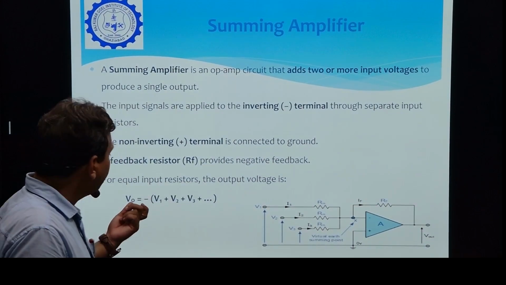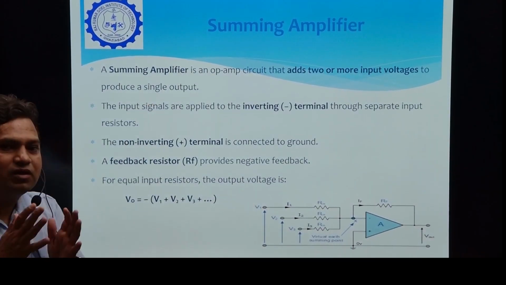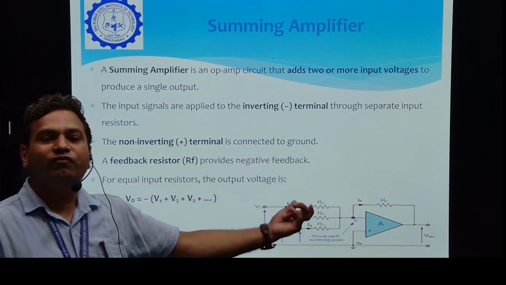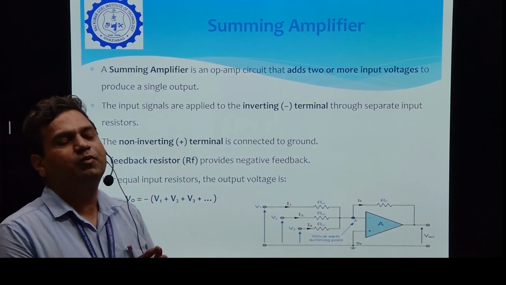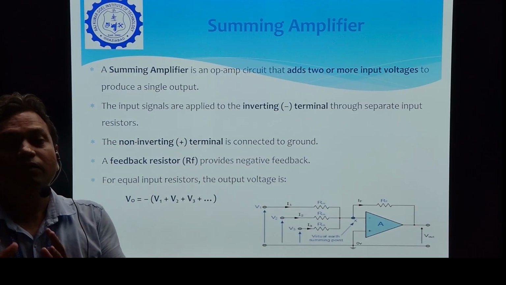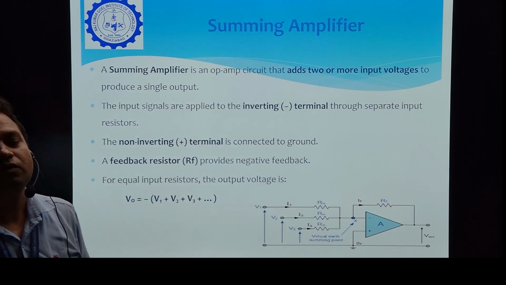The output of the circuit is proportional to the algebraic sum of all the applied input signals like V1, V2, V3 up to Vn. If we apply 3 signals V1, V2 and V3, then the output is proportional to the algebraic sum of V1, V2 and V3. So this is about the summing amplifier using operational amplifier.